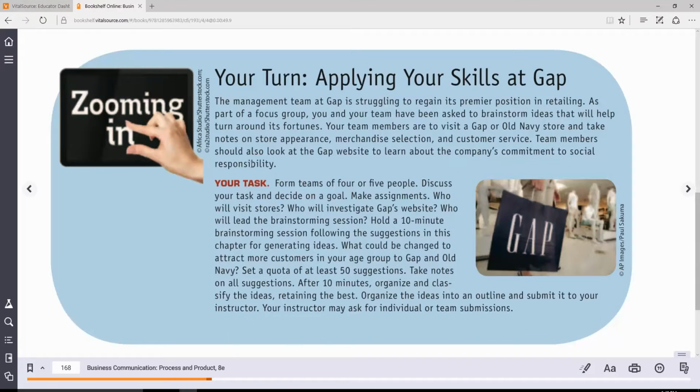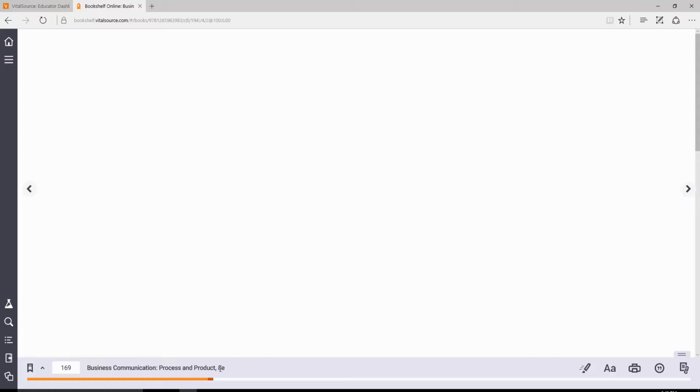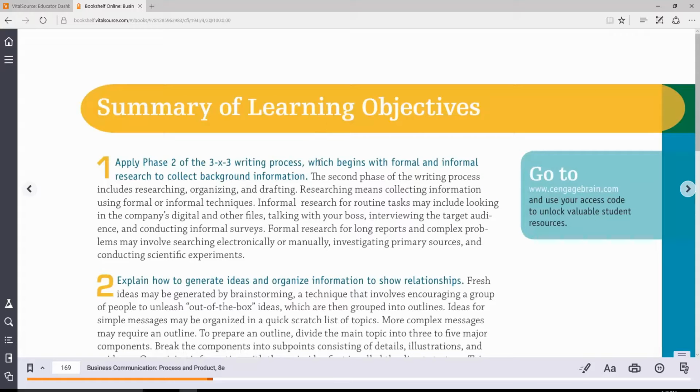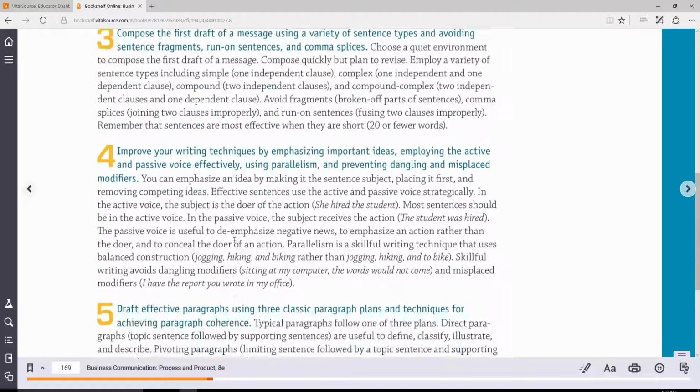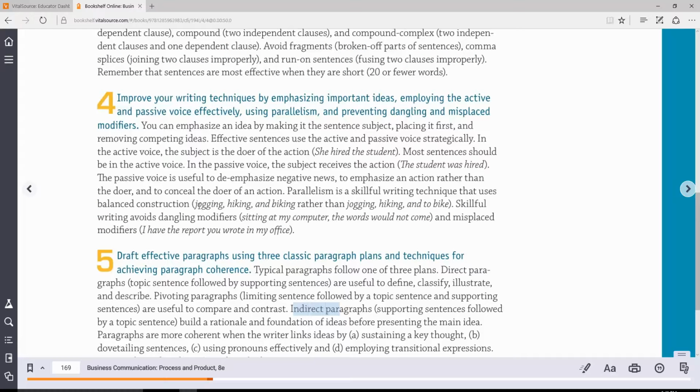And there's some more information about your skills at GAP. And the last 2 pages are the typical pages I tell you guys that you need to review. Summary of learning objectives. All right, so here's objective 1, 2, 3, 4, 5. And they give you little short, quick helps like pivoting paragraphs. That's what you do. Indirect paragraphs is this. Parallelism. So they give you little hints and tips.